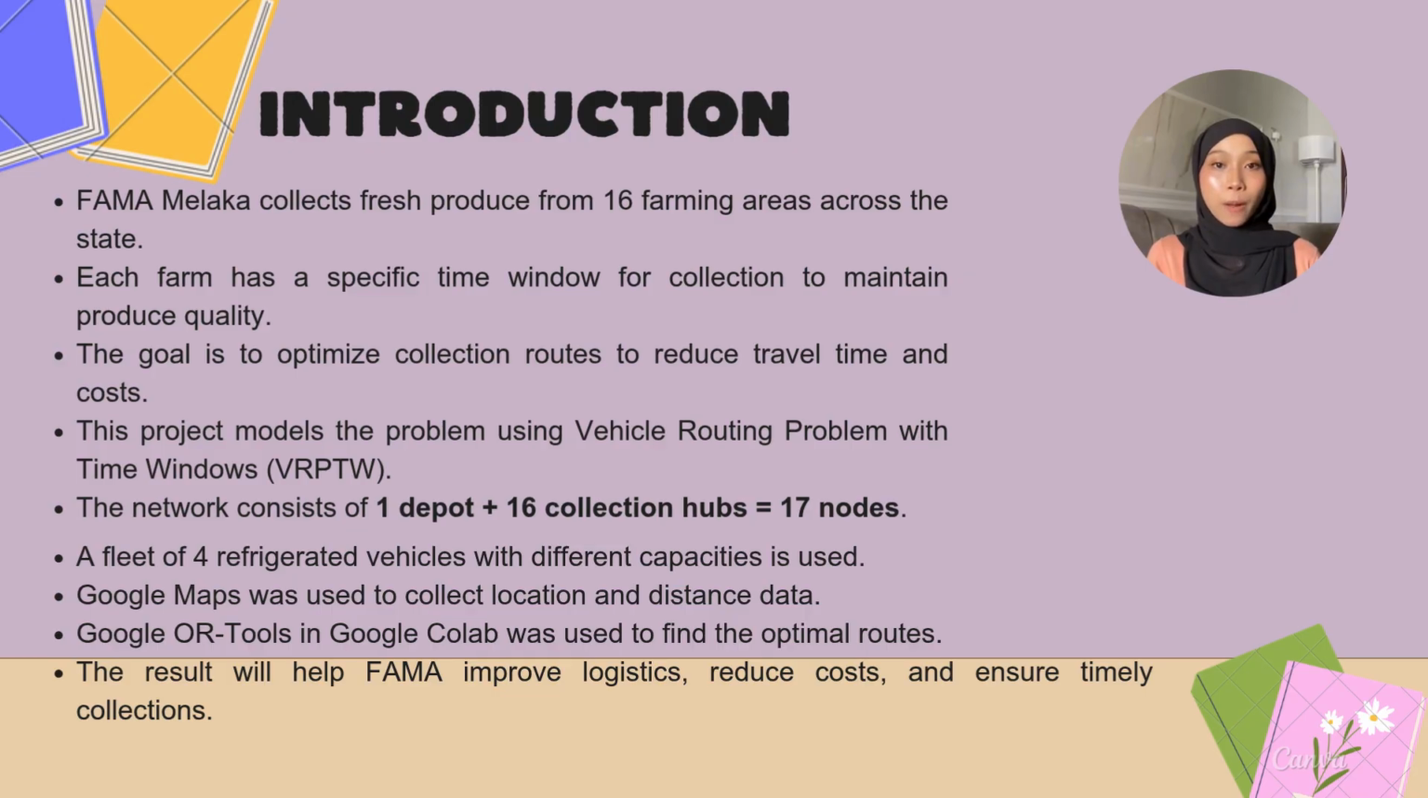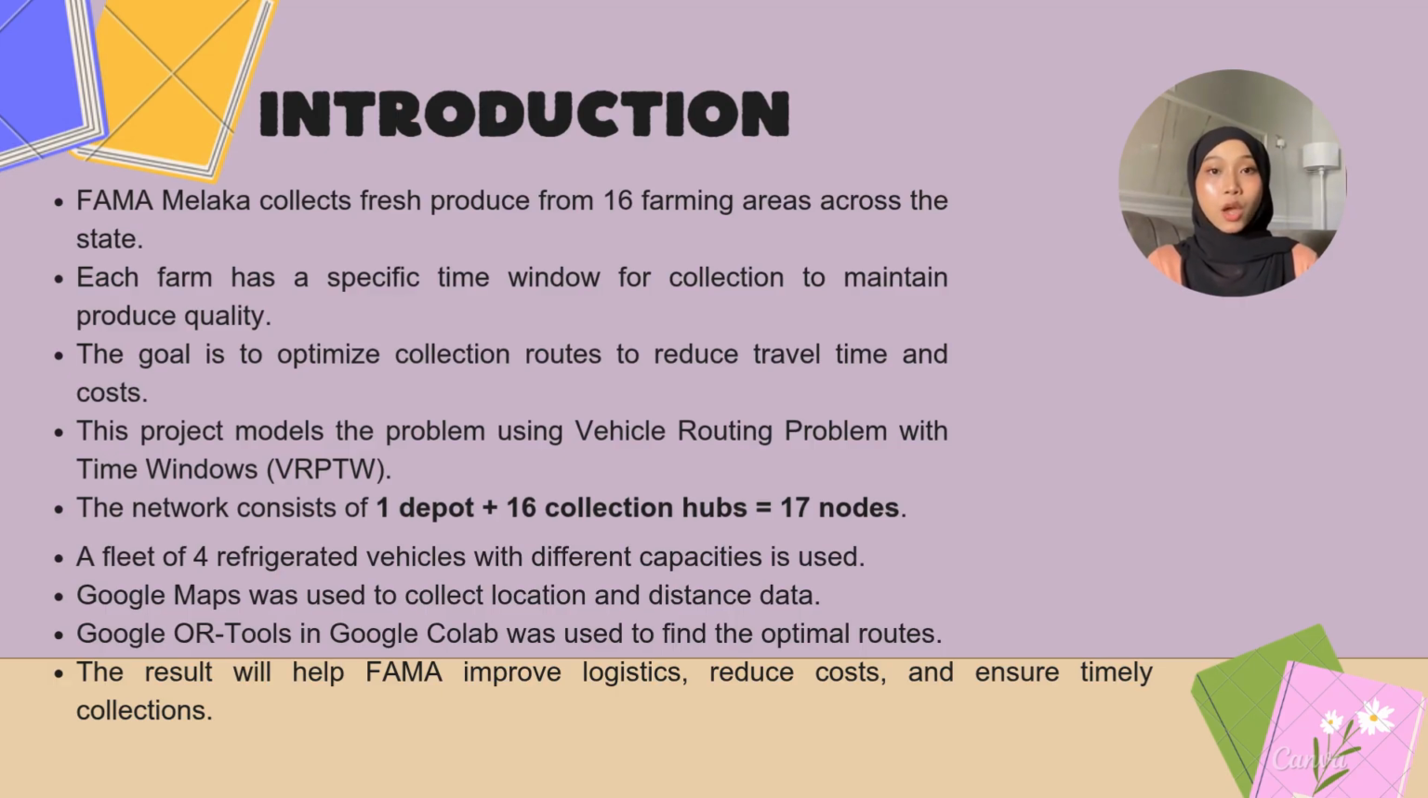To solve this problem, we use a method called the vehicle routing problem with time window, or VRPTW for short. The network we are working with consists of 1 depot and 16 collection hubs, making a total of 17 nodes. We have a fleet of 4 refrigerator vehicles. These include 2 3-ton refrigerator trucks and 2 5-ton thermal containment trucks. Each vehicle has a different capacity, so we need to assign them wisely.